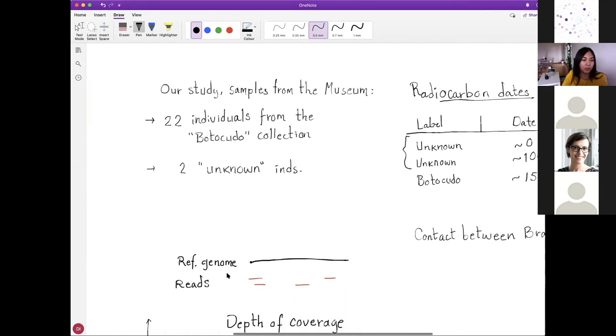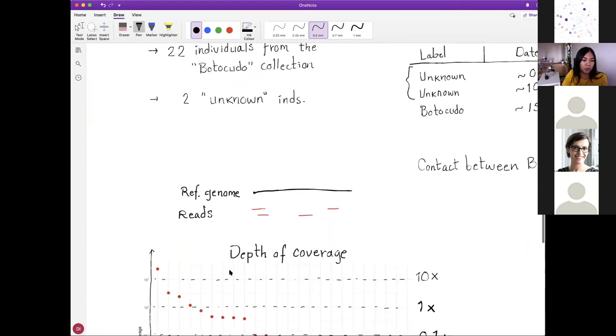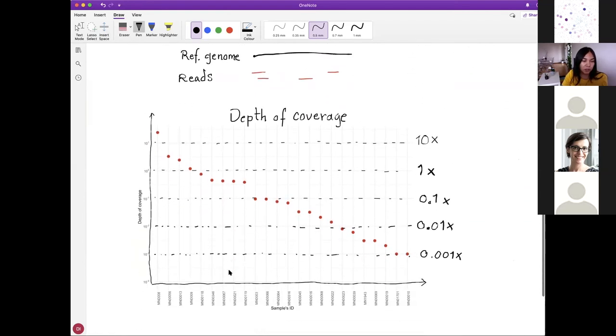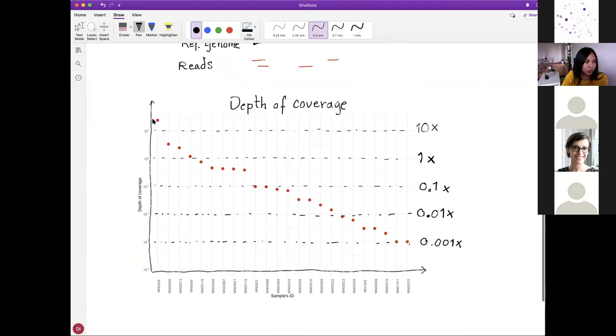The next thing we did was to sequence the DNA of the 24 individuals, map it to a reference genome and compute the depth of coverage. Here I'm showing you the depth of coverage. Each dot is a sample, so that you know the type of data we are working with. Most of them are at 1x or below. But there is one sample here that is at 24x, which is quite good for an ancient DNA project.